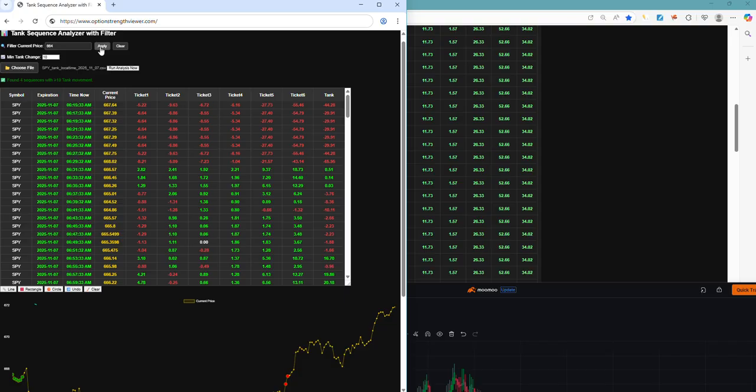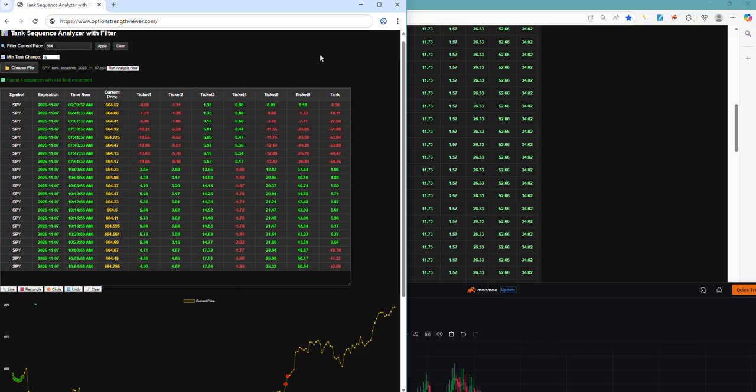We'll start with 664. If the current price you wanted to test is 664 and you wanted to see if it's growing, you can filter it and see, all right, I see the tank is, we're going to ignore everything because remember it's 641.